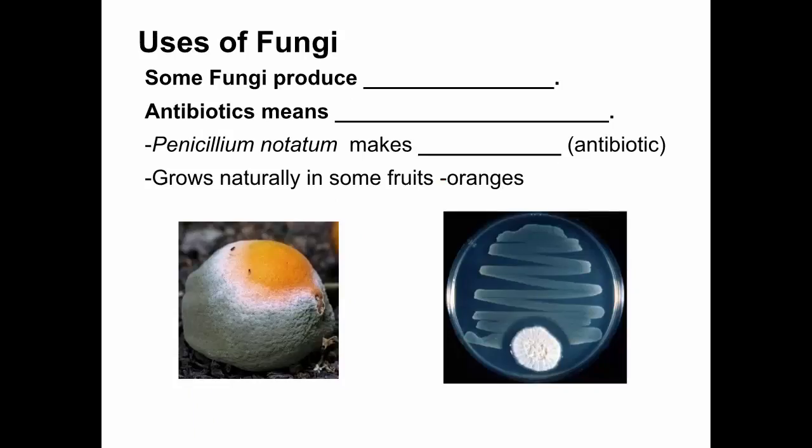So fungi do have some helpful properties. In fact, antibiotics were first discovered in the products of a fungus. Okay? Antibiotics, as you know, are medications that kill bacteria. And the first widely used antibiotic was penicillin. Okay? And it came from a type of fungus, Penicillium notatum. Okay? And it grows on fruits and so forth, like on this orange.